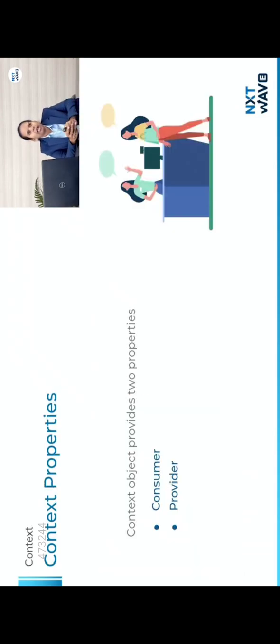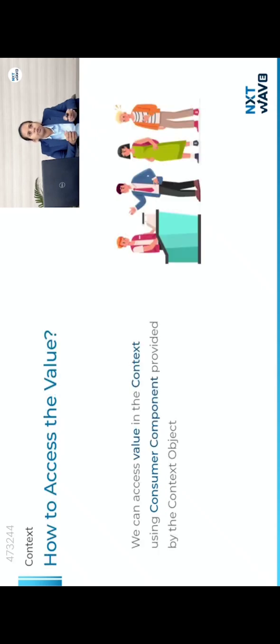Right. Now, here, the context object will have two properties, consumer and provider, using which we can access the context value and update the context value. Now we are done creating the context. The next step would be, we have to access this context value, right? Instead of props, we want to access this context value. So for that, we are going to make use of the consumer. Okay, this is a property that is available with the context object. Okay, so using this, we can access the value in the context.